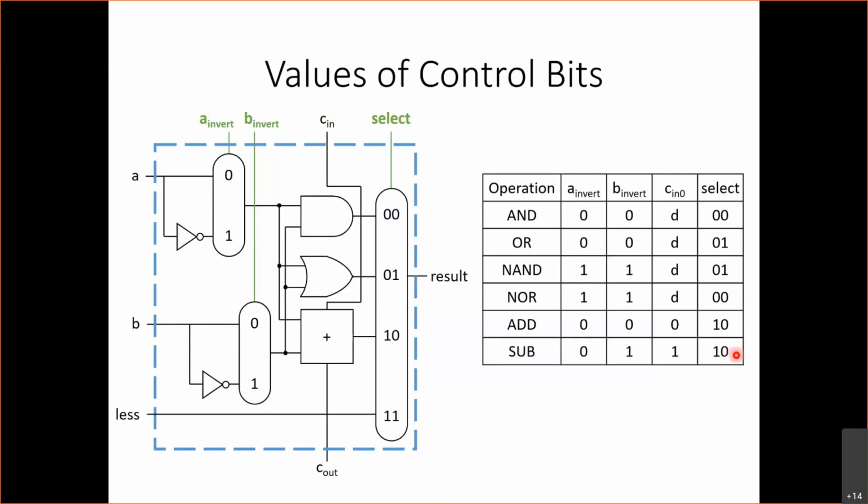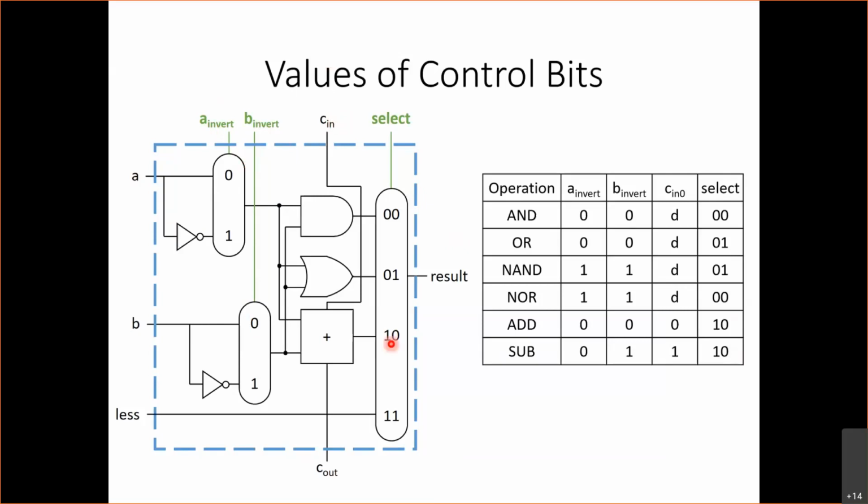What about set on less than? What are going to be my control signals for set on less than? So remember, set on less than uses subtraction, right? Set on less than uses subtraction. So I'm going to have the same inputs as subtraction. I'm going to invert the second input and have C in 0 be 1. So I'm going to have 0, 1, 1.